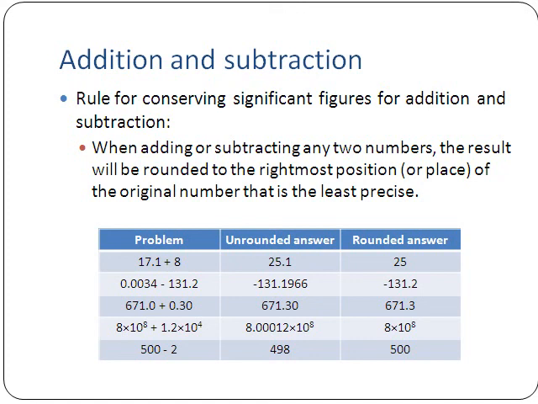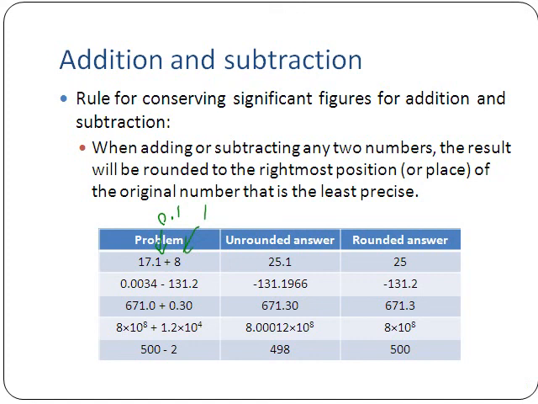So let's look at some examples. We have a problem, 17.1 plus 8. When we add those together, we get 25.1. Looking at our two original numbers, for the 17.1, the rightmost place is going to be the tenths place. So that's the 0.1's place. For the 8, the rightmost place is the ones place.